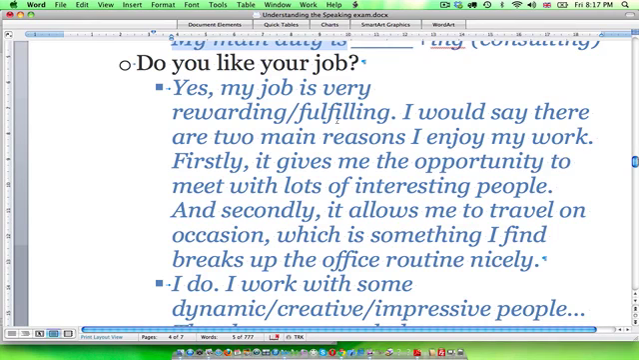And now we want to sound academic here, so we should try to use words, for example, like rewarding, fulfilling. These are good positive ways to talk about something in life. Yes, my job is very rewarding or very fulfilling. I would say there are two main reasons I enjoy my work.